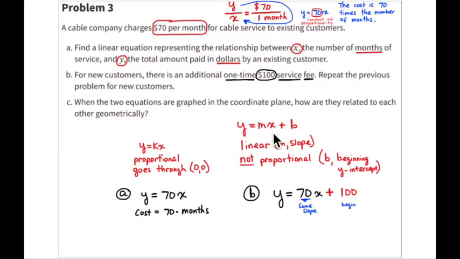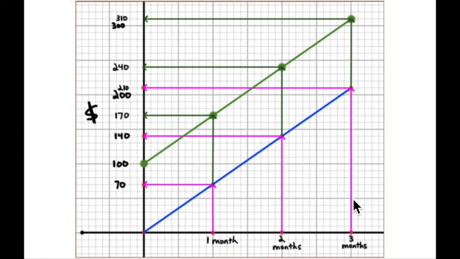So it's this y equals mx plus b. This is an equation for a linear graph. It's a line, and it has a slope of m. M is what moves. It is not proportional. It does not go through 0, 0, because there's a beginning amount, and that's called the y-intercept. So it intercepts the y-axis at $100 because you have a $100 fee to begin with.